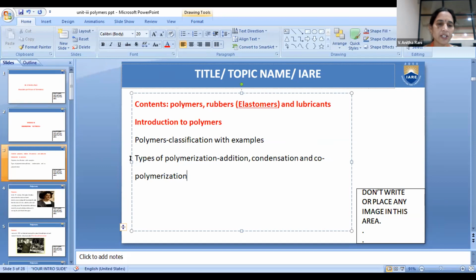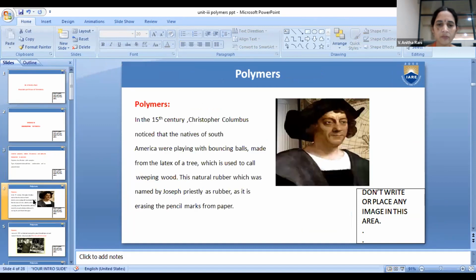Now, students, first we'll discuss the introduction. After the introduction, we'll start the first topic, types of polymerization. In the introduction part, I'm going to discuss the classification of polymers with examples. See, students, now, which century are we in?